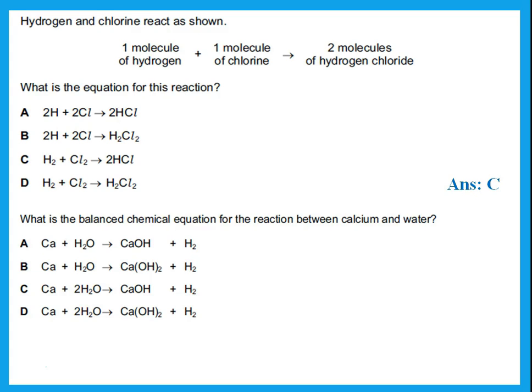Now we look at which one is balanced. Which one is balanced? One calcium, one calcium. And then how many oxygens do I have? 2 oxygens. So I need 2 in front of the water. So my answer has to be D.